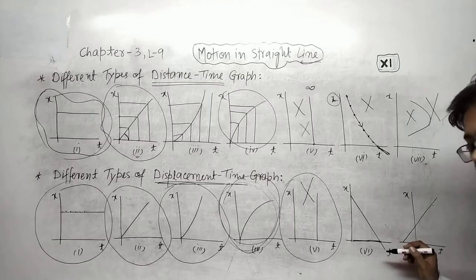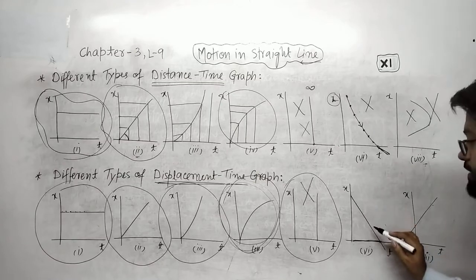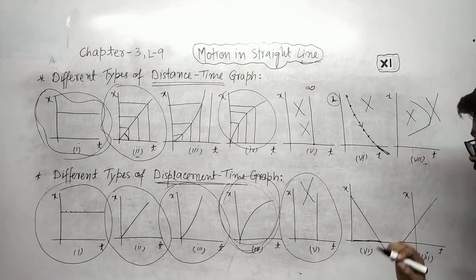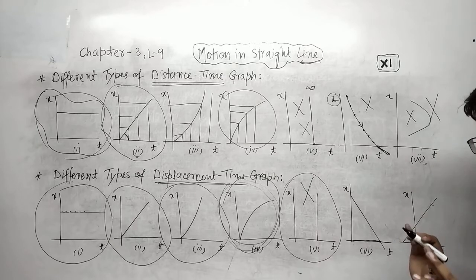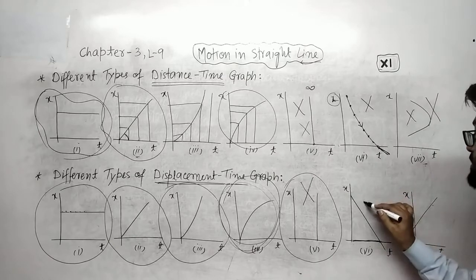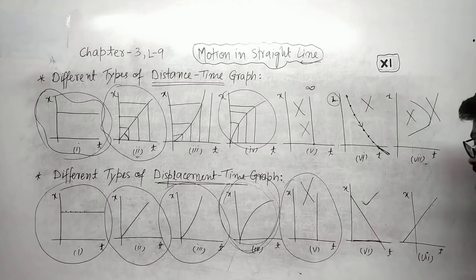Here displacement is negative. It is also possible. Displacement is decreasing, possible. Displacement is 0, possible. Displacement is negative, it is possible. That means this graph is valid.